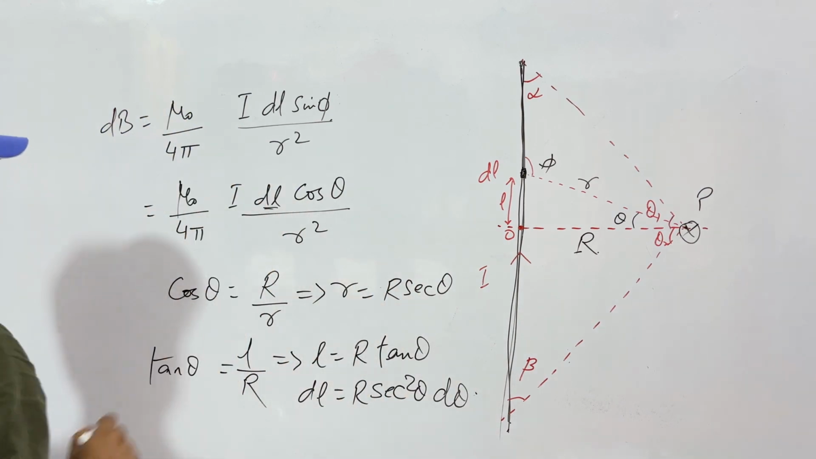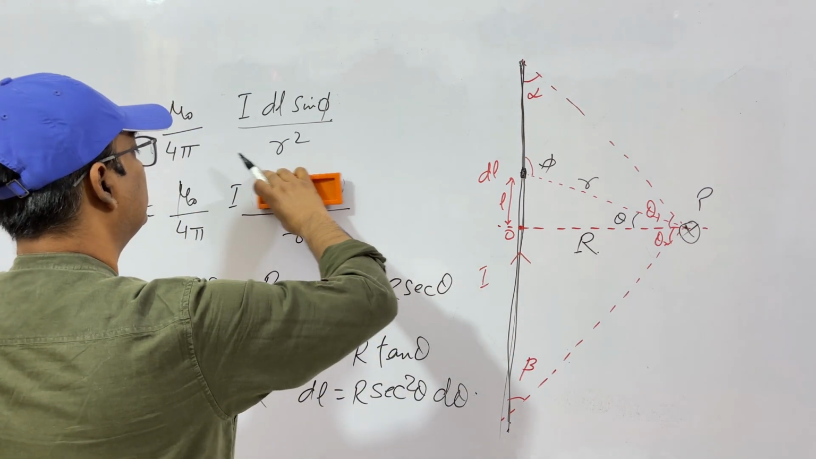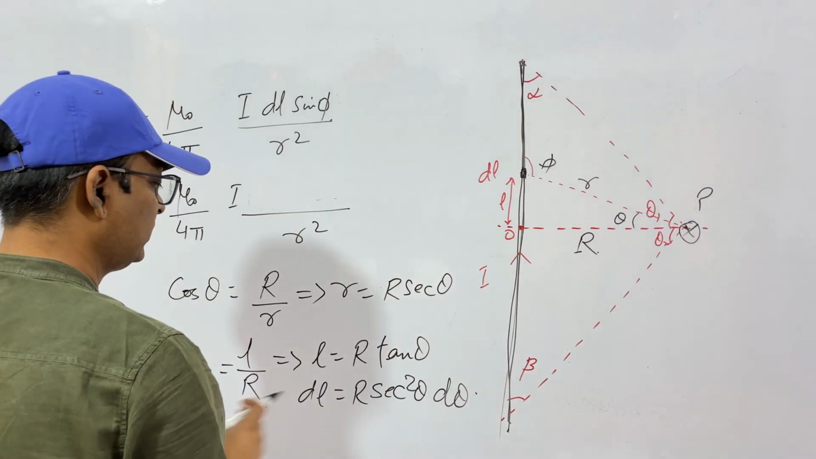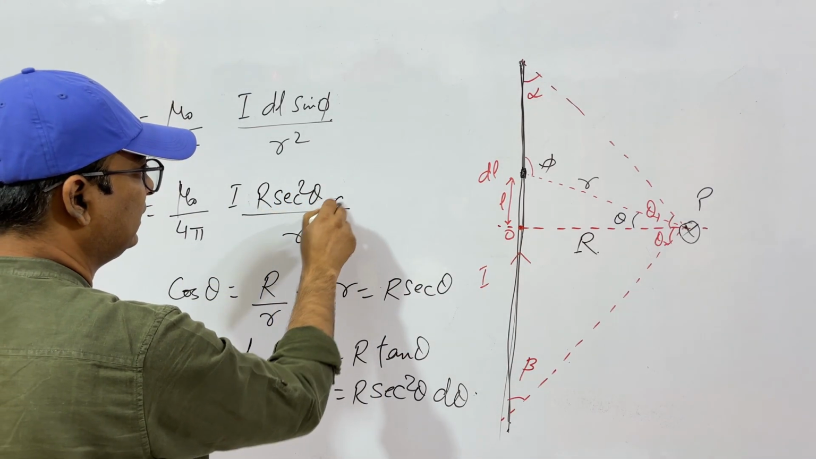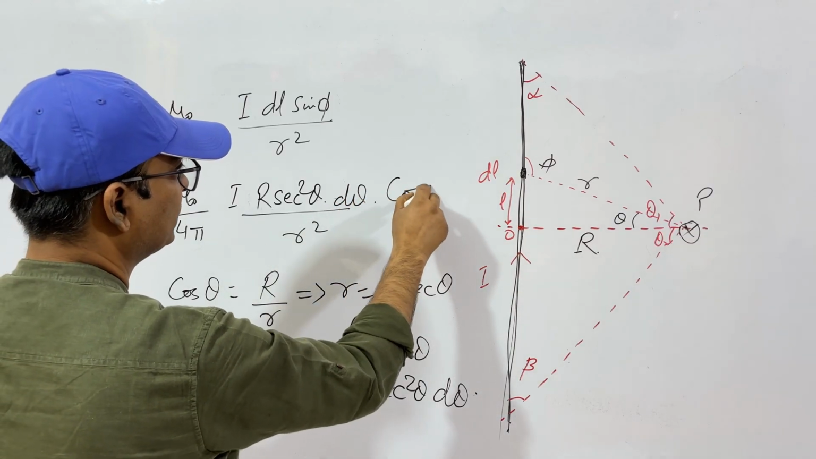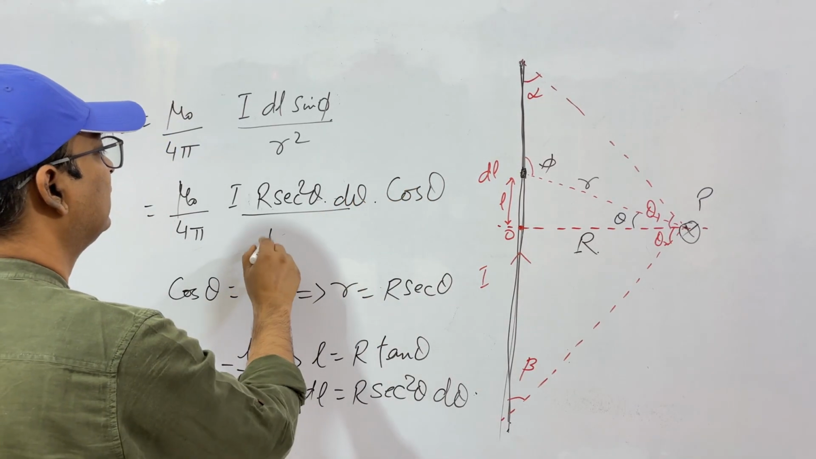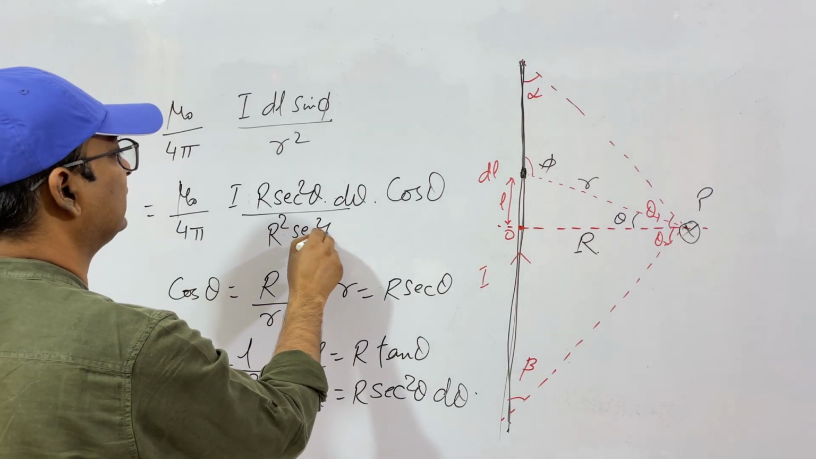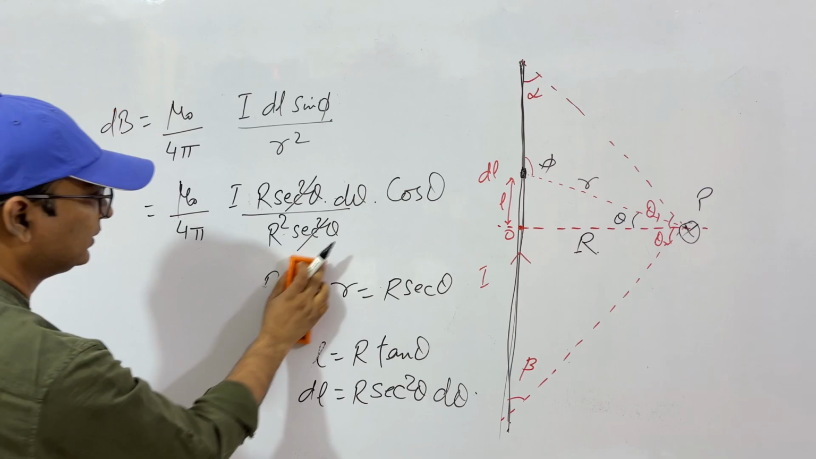Okay, so let's put the value here. See, dl cos theta. In place of dl, I'll write R sec square theta d theta, and then we have cos theta. And in place of r square, R square sec square theta. So sec square theta cancels. Let's see what we get.